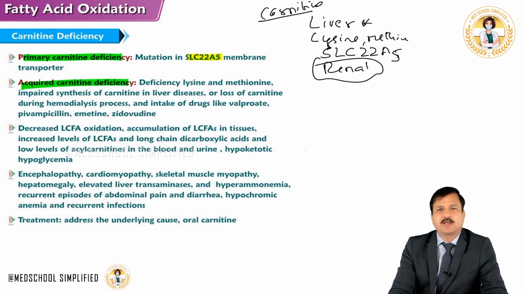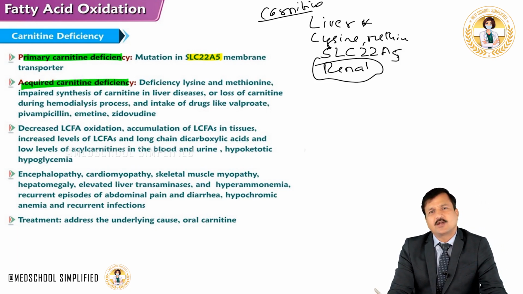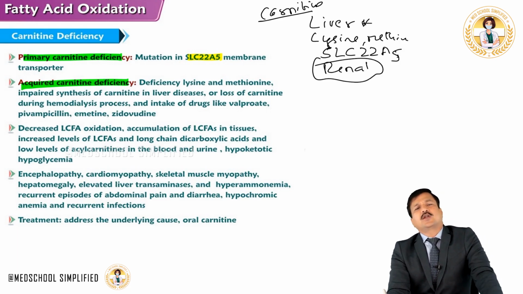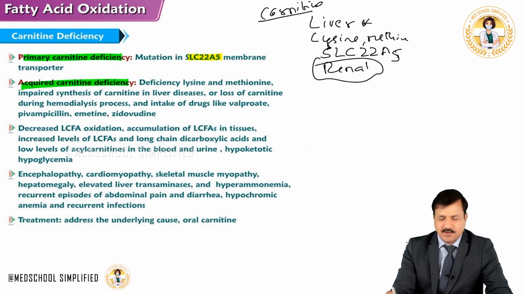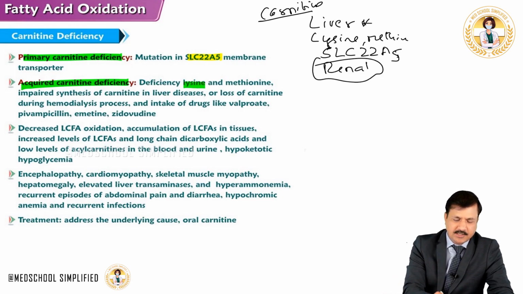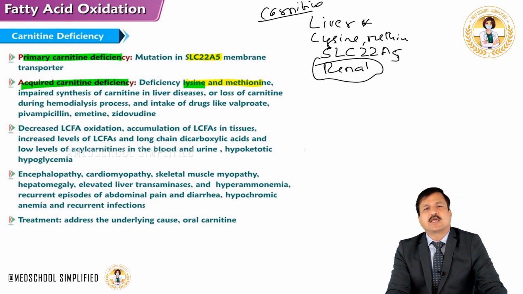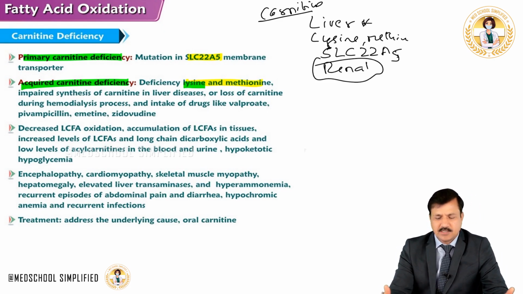So, we have seen the primary carnitine deficiency. Second is acquired carnitine deficiency. Acquired carnitine deficiency can be because of deficiency in the essential amino acids, that is lysine and methionine. You know why lysine and methionine deficiency can lead to carnitine deficiency? Because lysine and methionine are the two essential amino acids required for carnitine biosynthesis in the liver.